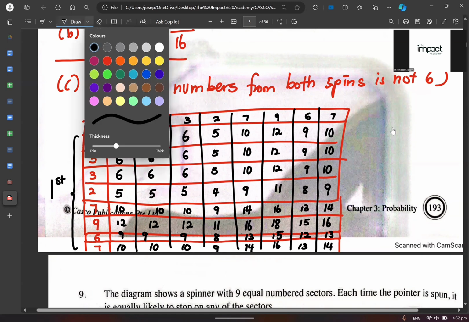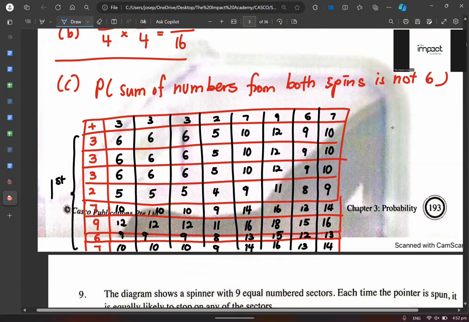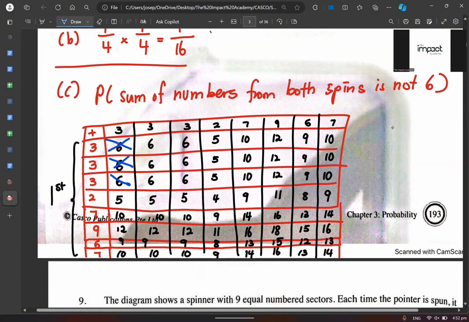Okay, which one is not? The one that is not 6. Or you take the ones that are 6, then we minus away. Okay, I move away the 6. You understand what I'm saying or not? They never say below 6, they say not 6. You agree so far? Can you understand or don't understand?